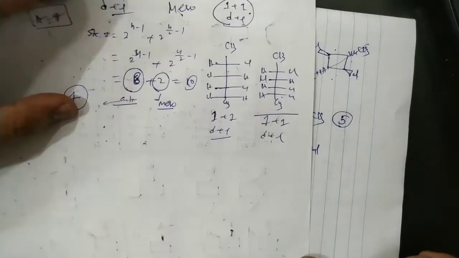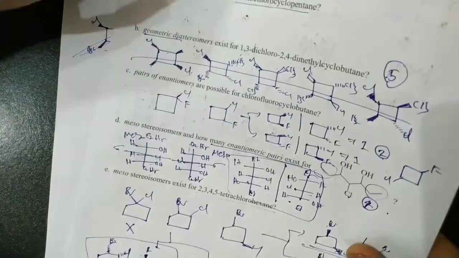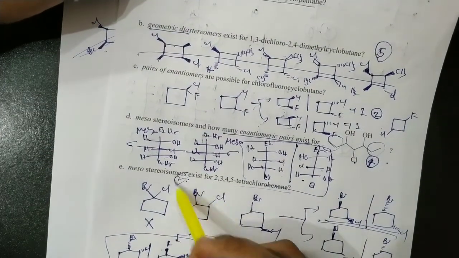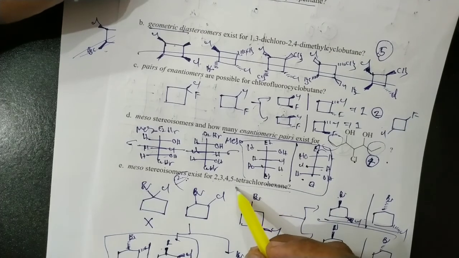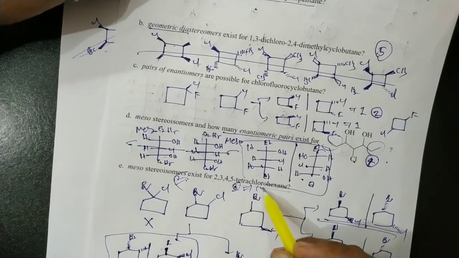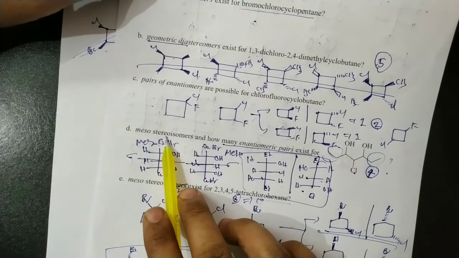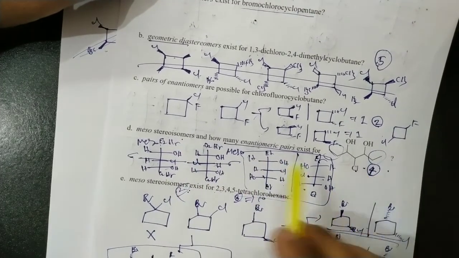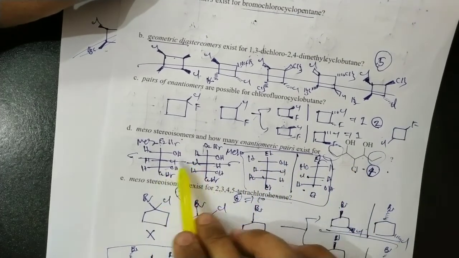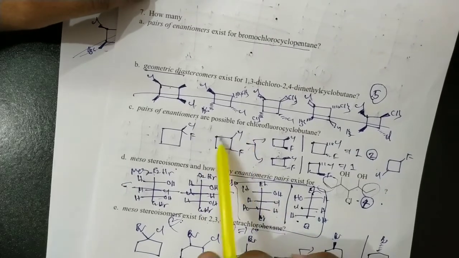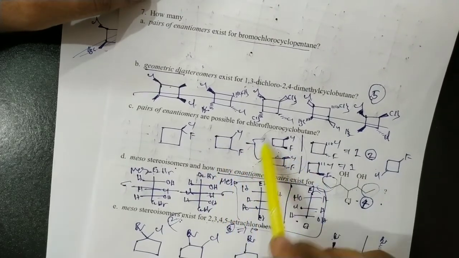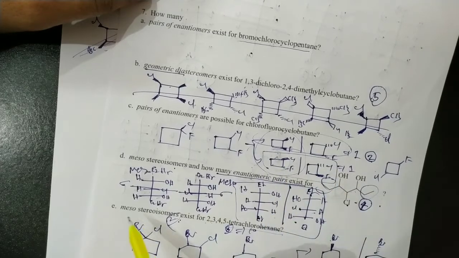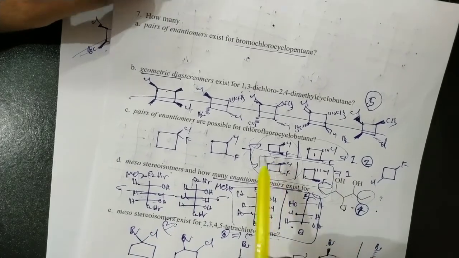And next here, finally for this compound meso isomers are 2, and optically active isomers are 8, and total isomers are 10 for this compound. Okay, and here for how many enantiomeric pairs for this compound, here one enantiomeric pair and two meso compounds. Okay, and for this compound it is one enantiomeric pair, this one another enantiomeric pair, two enantiomeric pairs are possible.